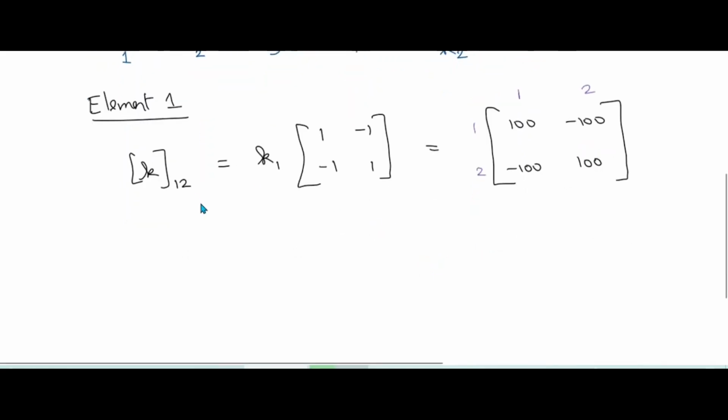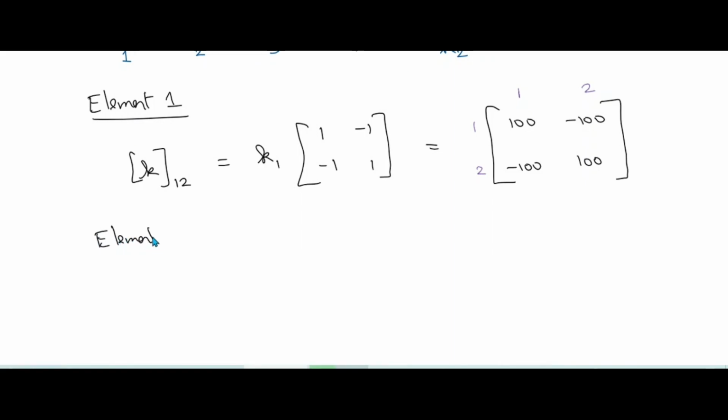Next we will go for element 2. If we go for element 2, again K is connecting nodal points 2 and 3. So this is connecting nodal points 2 and 3, which is equal to K2, minus K2, minus K2 and K2.